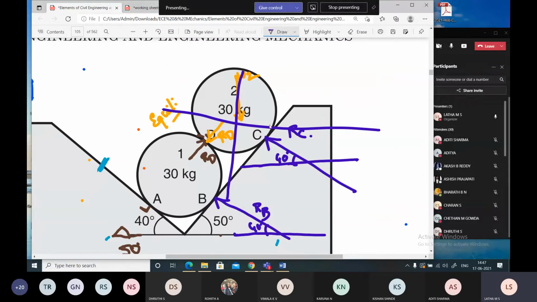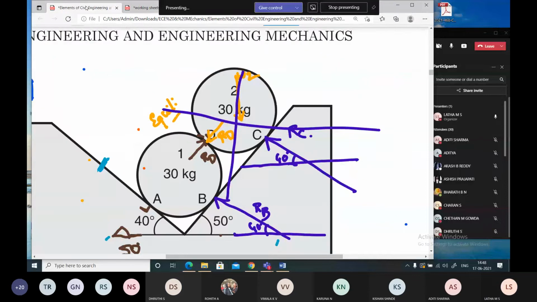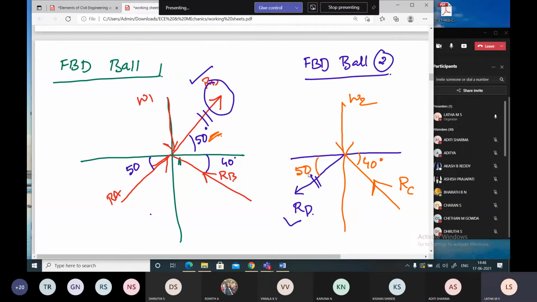RC. RC should be in which quadrant? Fourth, ma'am. Yes, this is RC. RC is inclined at what angle with respect to horizontal? 40, ma'am. RD is inclined at what angle? 50, ma'am. Whatever angle you find here, the same angle it will be inclined. Any doubt here, students?